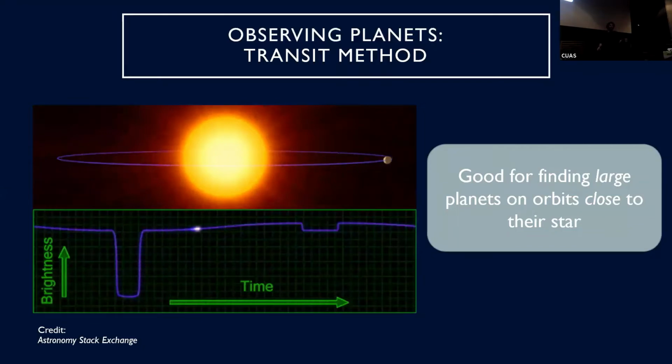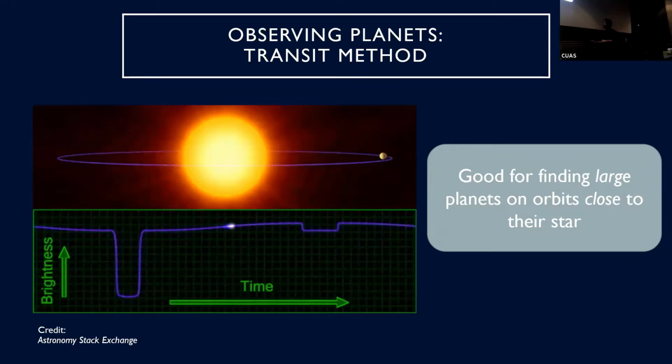Planets are observed in many ways. In fact, the most common way that we observe planets now is via transits. The way that works is if you have a system which is inclined such that a planet can actually run across the surface of a star as it's orbiting, and you look at the brightness over time of that star, you can see these dips, and they're periodic. They'll happen every orbit.